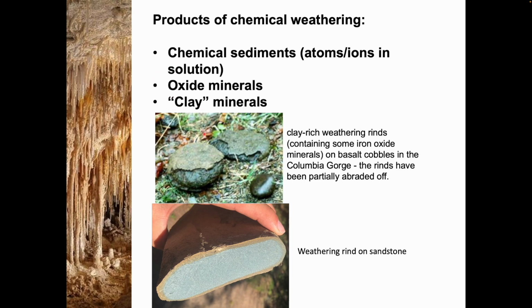You can see on this top image clay-rich weathering rinds containing some iron oxide minerals and some clay minerals on these rounded basaltic cobbles in the Columbia Gorge. The Columbia Gorge is cold and wet, so we end up with very high physical weathering and some chemical weathering. And so we have these cobbles which have been removed from their outcrop, and rainwater has seeped into the outsides of these cobbles, chemically altered them, and produced this weathering rind. This lower picture shows the propagation of a weathering rind in a sandstone from eastern Oregon. And we can see that it forms this oxide-rich orange band around the otherwise gray piece of sandstone.